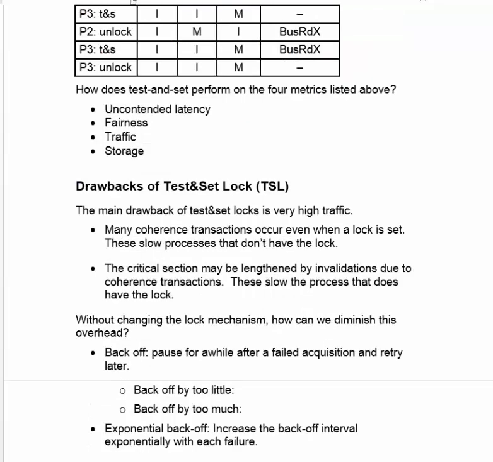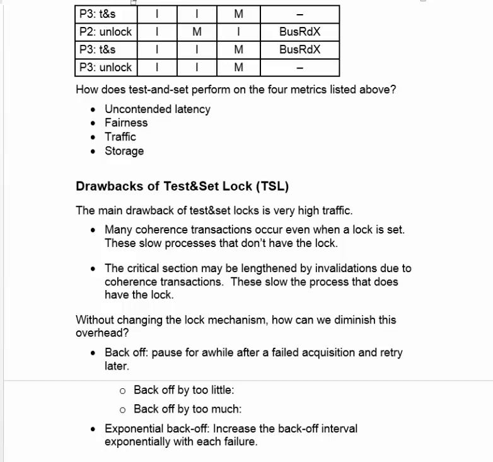So as we've seen, the main drawback of test and set locks is the very high traffic that they cause. Many coherence transactions occur even when a lock is set, as other processors are trying to get into the critical section. They don't have the lock and they have to keep trying. And also, the critical section may be lengthened by invalidations due to coherence transactions. So in other words, if there are variables that the critical section is using that are in the same cache block as the lock variable, every time somebody tries to get in, it's going to invalidate that line and cause another cache miss. So that may make it longer just to get through the critical section.